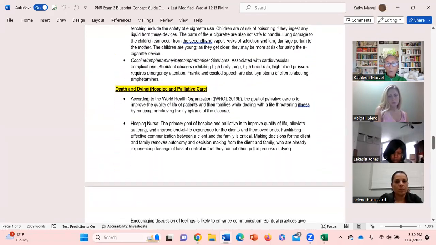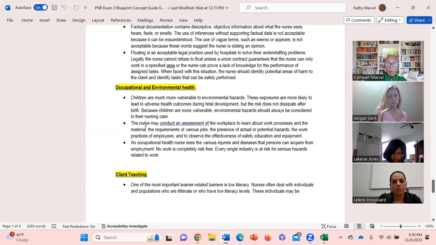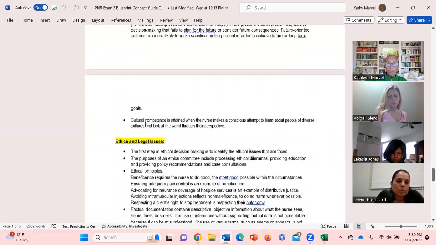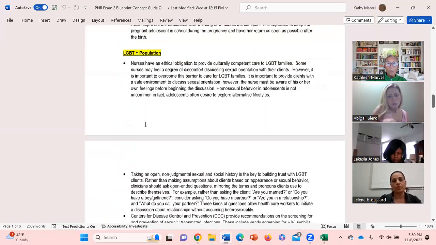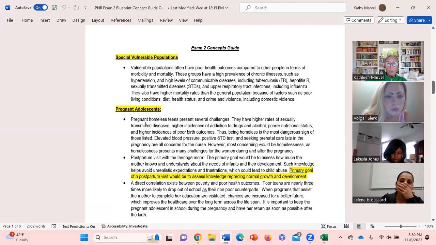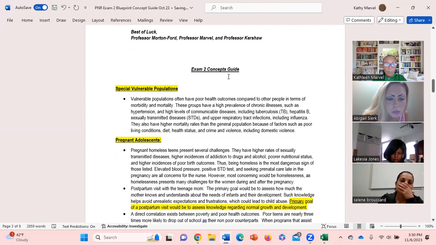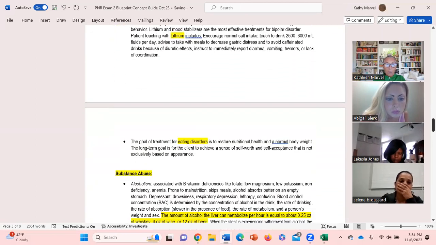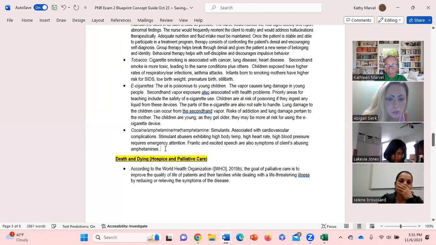Substance abuse. Oh, I didn't make a, shoot. I'm just going to change this. If you would just make a note here. Week 4, okay, so that's week 4, and then it ends here. This is week 5.